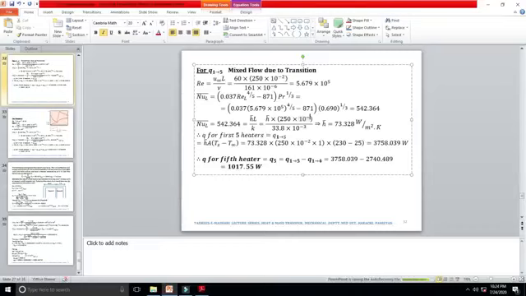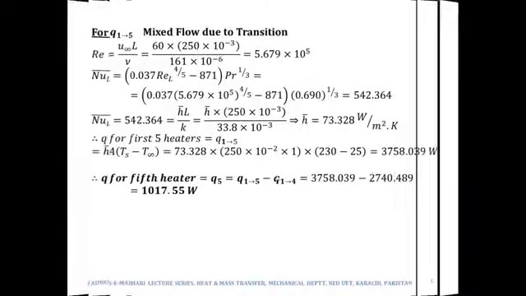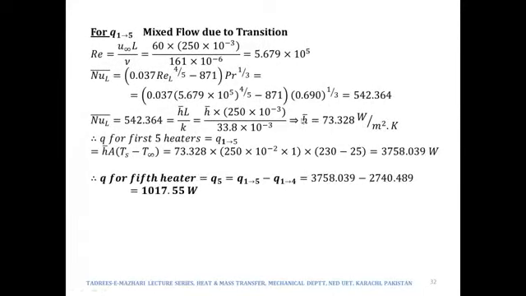So the values have been correctly calculated, so therefore we get H bar as 73. So after putting it in HA delta T, we get the Q from the first 5 heaters as 3758 watts. Means 1 plus 2 plus 3 plus 4 plus 5 heaters are giving us 3758 watts. So Q for only the fifth heater would be the difference between these two as just discussed, which would be 1017 watts. So this is the heat transfer from the fifth heater.